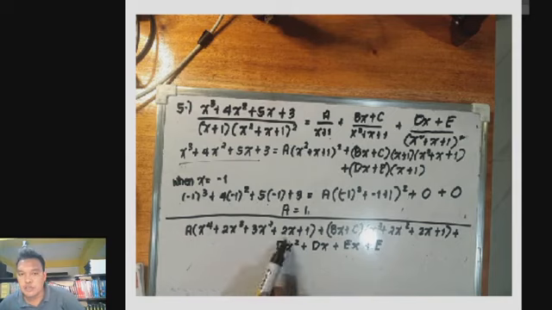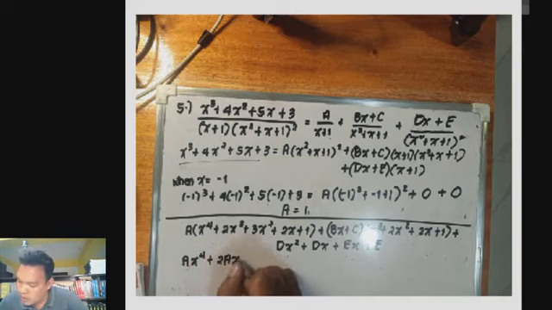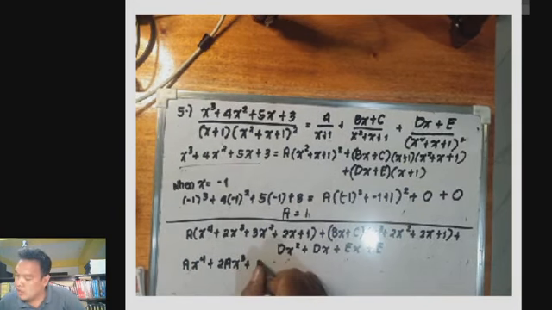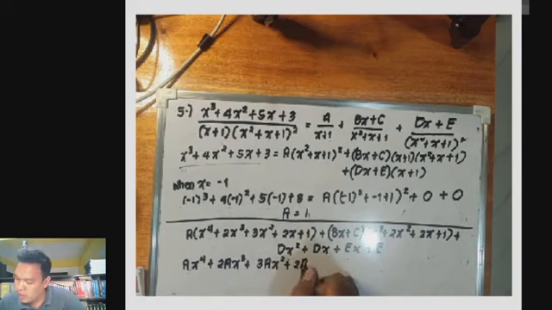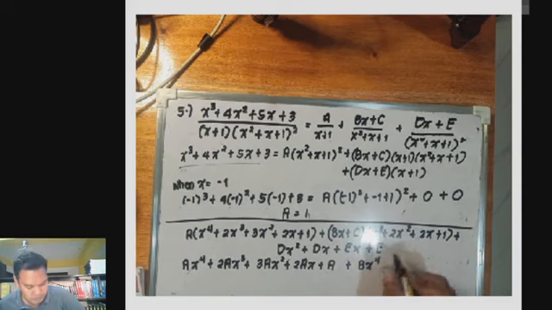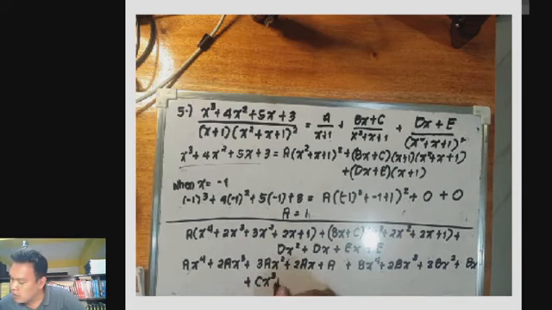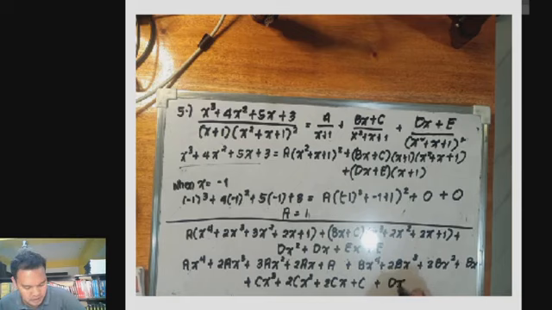Okay, let's simplify this equation pa. So lalabas siya, we have ax to the fourth plus 2ax cubed plus 3ax squared plus 2ax plus a plus ito, pag minultiply ko dito, we have bx to the fourth plus 2bx cube pala to, cube, tapos 2bx squared plus bx tapos yung c, we have plus cx cube plus 2cx squared plus 2cx plus c plus dx squared plus dx plus ex plus e.